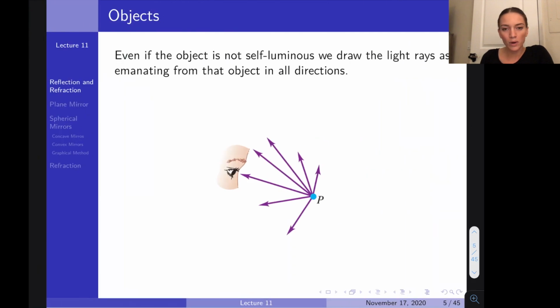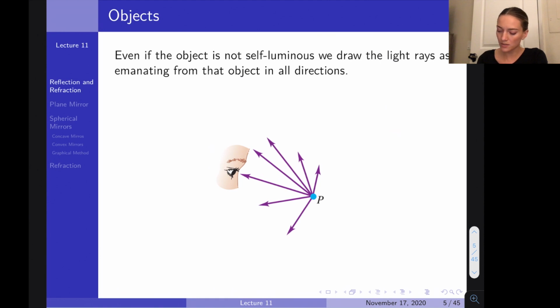So as I was saying before, when we draw diagrams for geometric optics, the object always is drawn with the light rays coming from it. So even if this object here is not self-luminous, we still draw the light rays as coming from that object. And again, it's similar to how the moon reflects the sunlight. It looks like the moon is giving off its own light, even though we know it's really not. So it's the same idea. All of our objects are going to be drawn with light rays emanating from them. We're not going to worry about the fact that they're really being reflected from like a light bulb on the ceiling or something like that. So we're just looking at the light rays coming from the object itself.